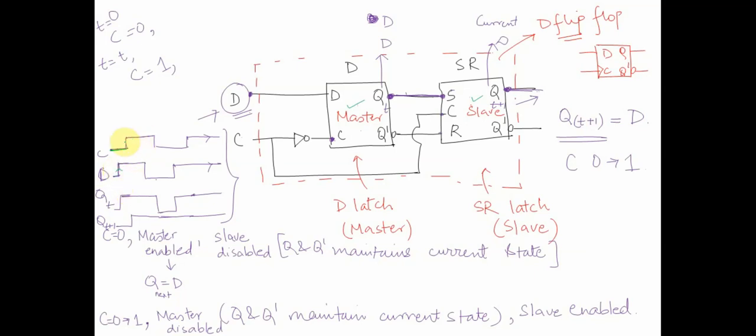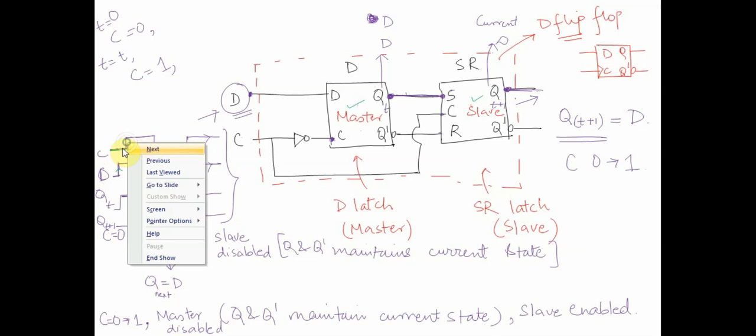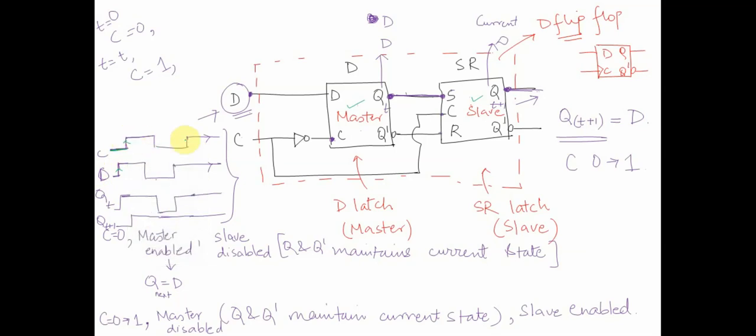Whenever C changes from 0 to 1, the value of D, which was 1, got reflected on the output. And at the next edge of C, whenever it changes from 0 to 1, the value of D again got reflected over here. So this is a flip flop, where these are not transparent circuits. Any change in D is not directly seen at the output, but only at specific instances of time.